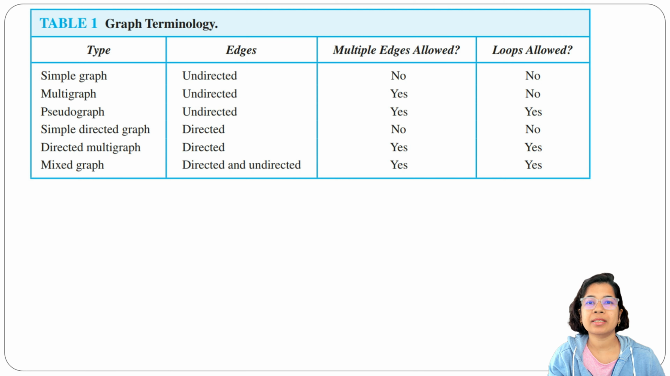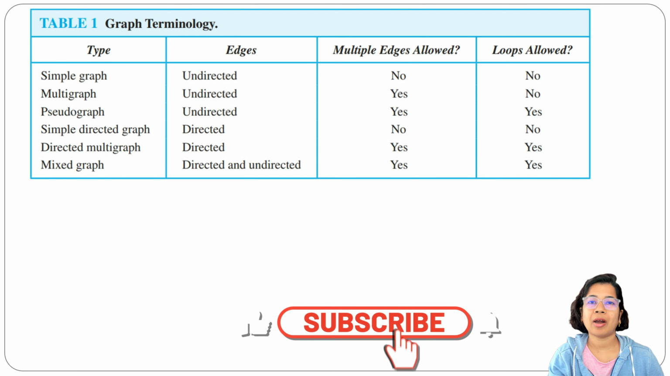In today's lecture, I discussed some basic types of graph like simple graph, multigraph, pseudograph, directed graph, directed multigraph, directed simple graph, mixed graph. In the next lecture, I will discuss some more terms like adjacent, degree, in-degree, out-degree.